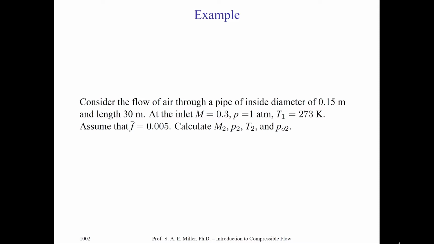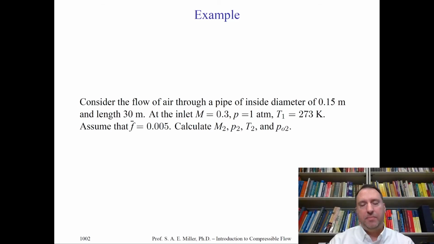Let's now try a Fanno flow example, which we have not done yet in this class. Here, air enters a pipe with an inside diameter of 0.15 meters, and it has a length L of 30 meters, which is rather long and thin.